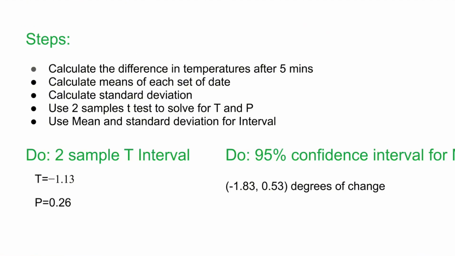In order to do the t-interval and confidence interval, we did 5 steps. We calculated the difference in temperatures for means after 5 minutes for each set of data, solid ice and crushed ice. We calculated the means of each set of data and their standard deviations. Then we used the 2-sample t-test to solve for t and p, which would be negative 1.13 for t and 0.26 for p. We also used the mean, the standard deviation, and a t-star with 19 degrees of freedom. Our confidence interval would be negative 1.83 to 0.53 degrees of change.